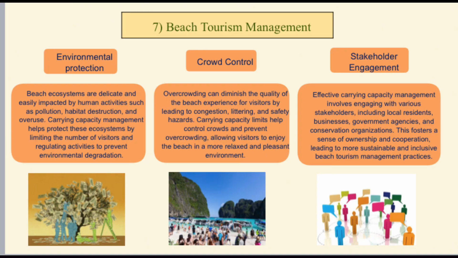Number 7 is about beach tourism management. The first one is environmental protection. Beach ecosystems are delicate and easily impacted by human activities, such as pollution, habitat destruction, and overuse. Carrying capacity management helps protect this ecosystem by limiting the number of visitors and regulating activities to prevent environmental degradation.